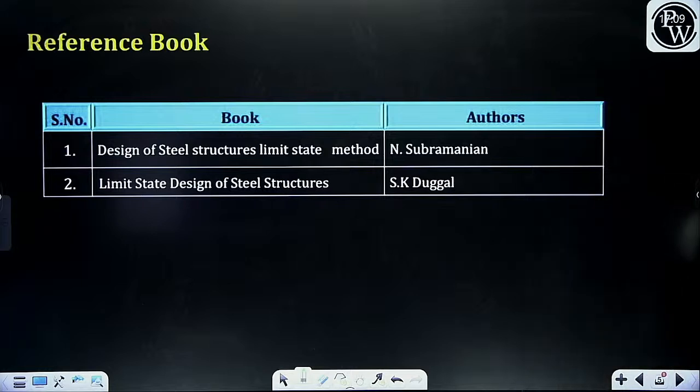Okay. Let us begin our discussion with design of steel structures. Let us start with our first topic, that is general design.